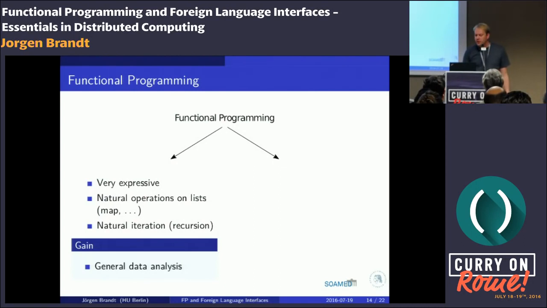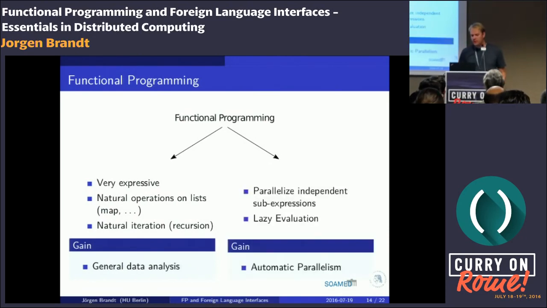And also, what is very natural in functional programming languages is this data type of lists and operations on lists. And also you have the possibility to use recursion to express iterative programs, even if you don't have any syntactic sugar on them. You can always use the recursion, right? So what functional programming gives us is a very general way to express data analysis.